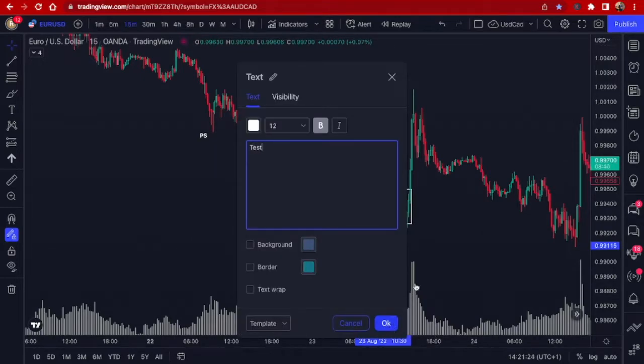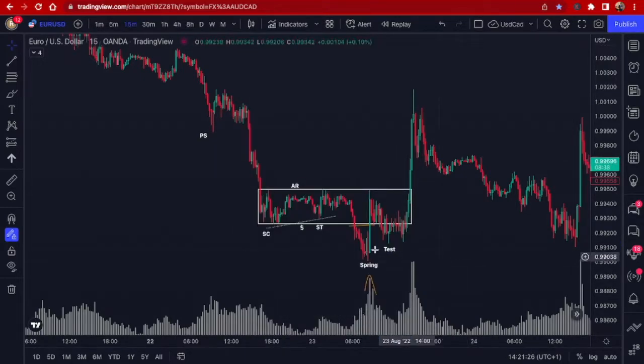So the test is basically the testing of the demand of the spring. In this spring here, you can imagine we've very clearly got an order block of where sellers came into the market, pushed down, manipulated some of the inner stop losses in here. This creates the area that gives us our test.